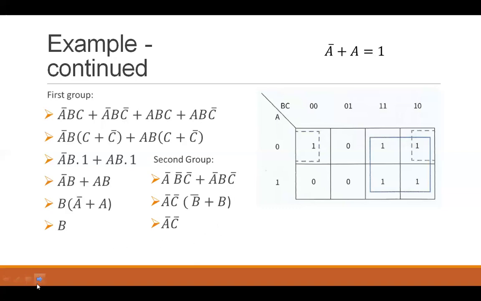To write the answer, we are going to simply add the answers of both groups. What we are going to do, we are going to write the answers of both groups, which is B, meaning the answer of the first group, plus A inverse, C inverse, which is the answer of the second group.